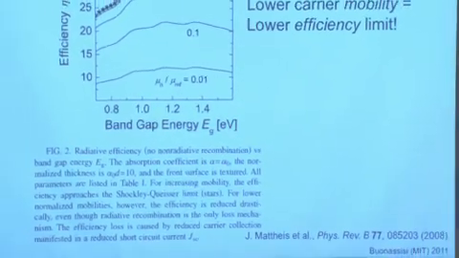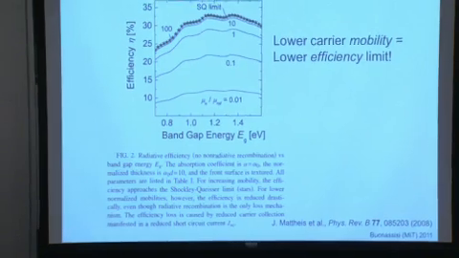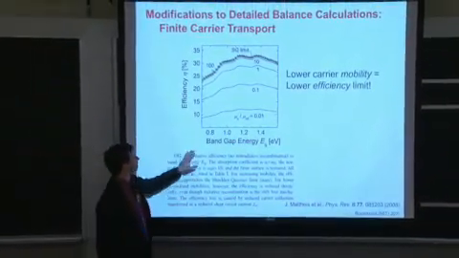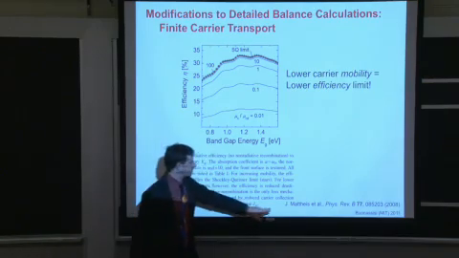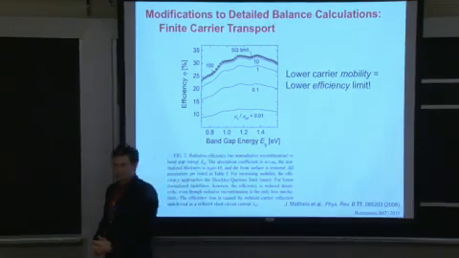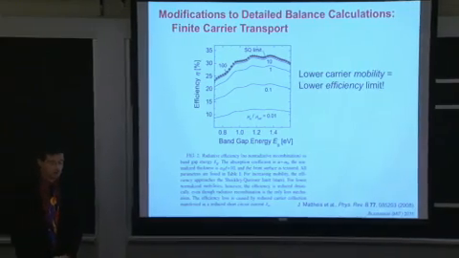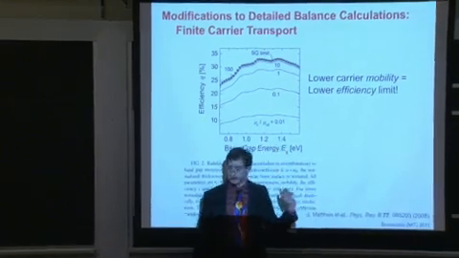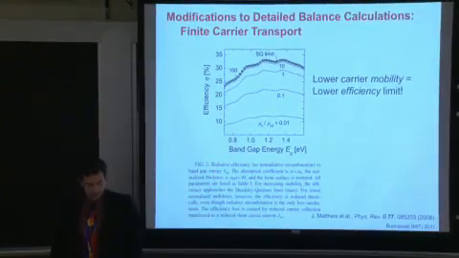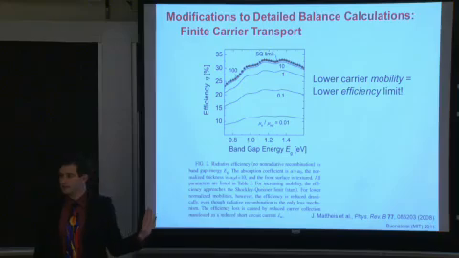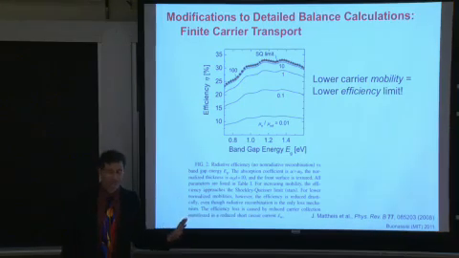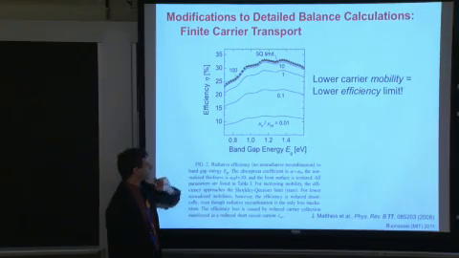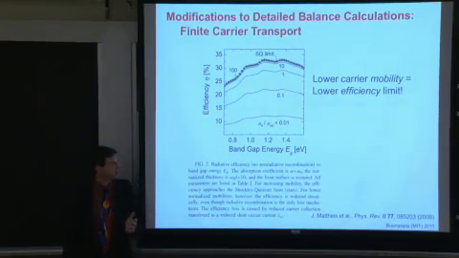Now, how do you modify the detailed balance limit to account for finite mobility? I suspect this corner of the room is going to want to hear this. There's a beautiful piece of work done by Matthäus. His PhD thesis is even more insightful than the manuscript in terms of actually breaking down each individual component. A great deal of modeling went into this, including photon recycling, including some things that are very difficult to model. And the effect of finite mobility was calculated on a modified detailed balance limit model.